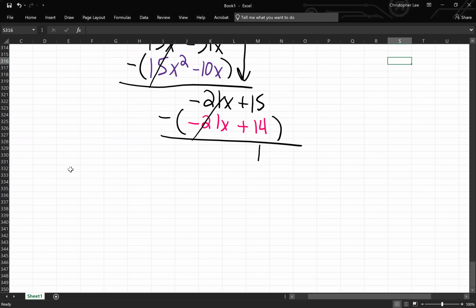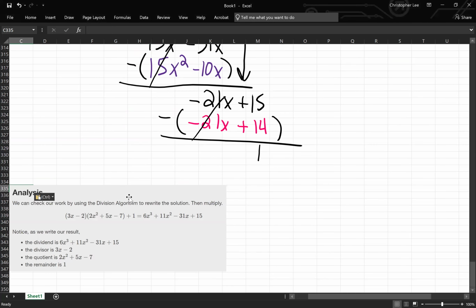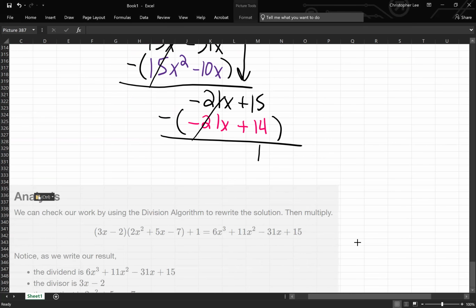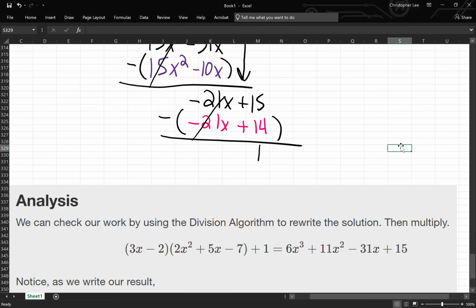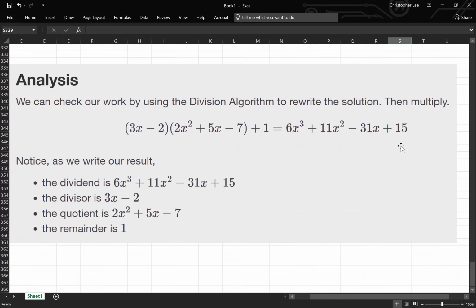Just want to give you guys a little analysis before we move on. We can check our work by using the division algorithm and rewrite the solution, right? So we can rewrite this as 3x minus 2 times 2x squared plus 5x minus 7, plus 1. This gives us back the original. So the dividend is 6x cubed plus 11x squared minus 31x plus 15. The divisor is 3x minus 2. The quotient is 2x squared plus 5x minus 7. And the remainder is 1.